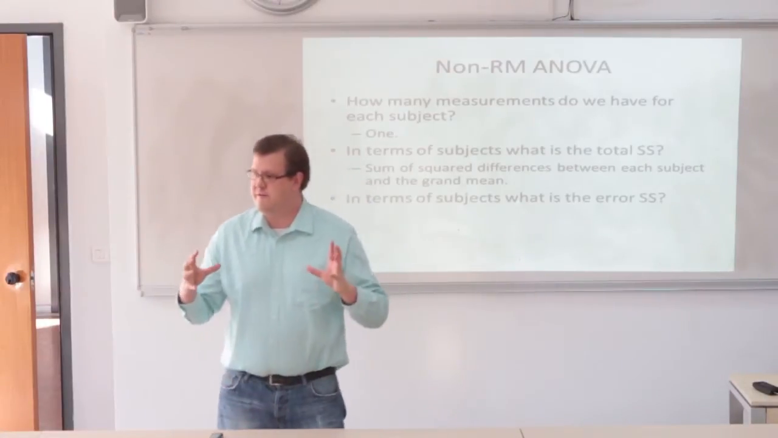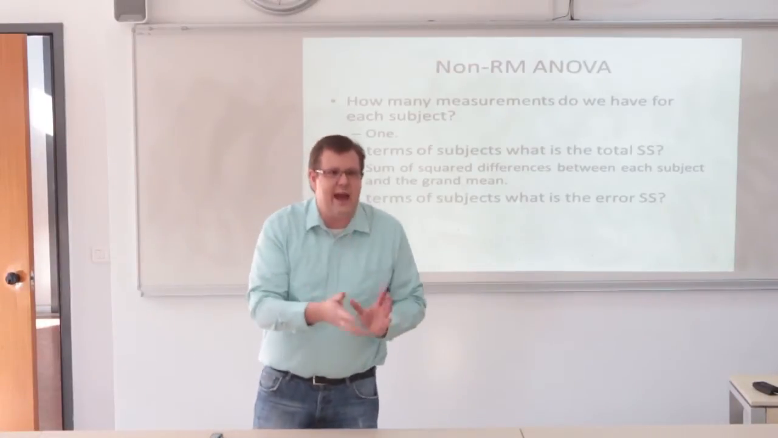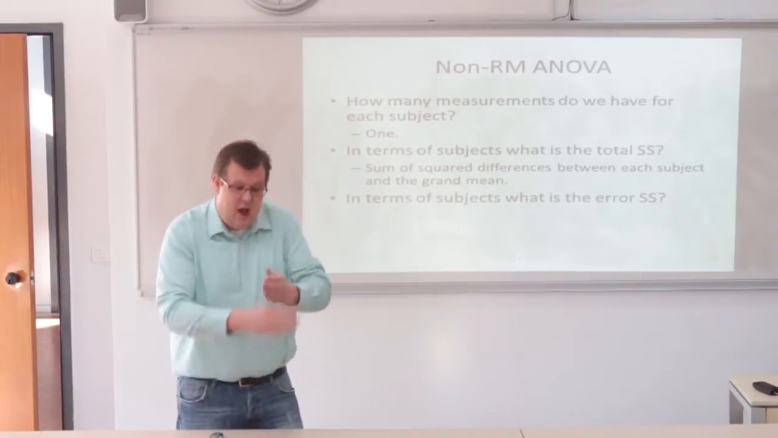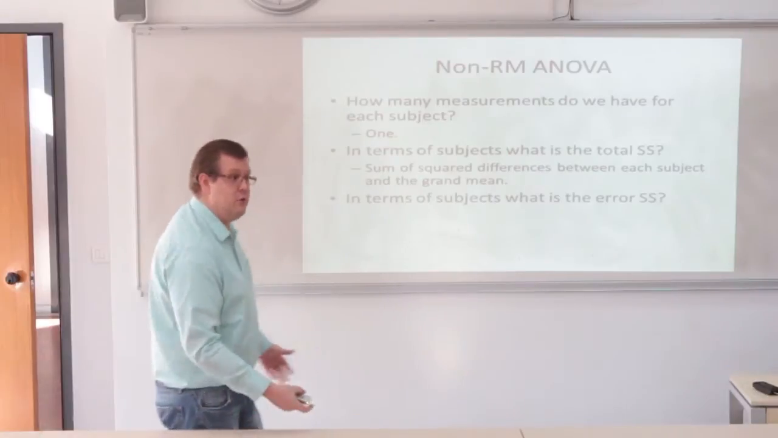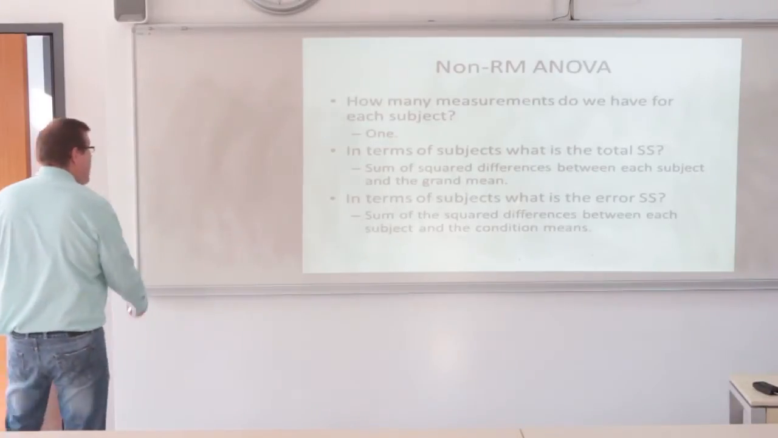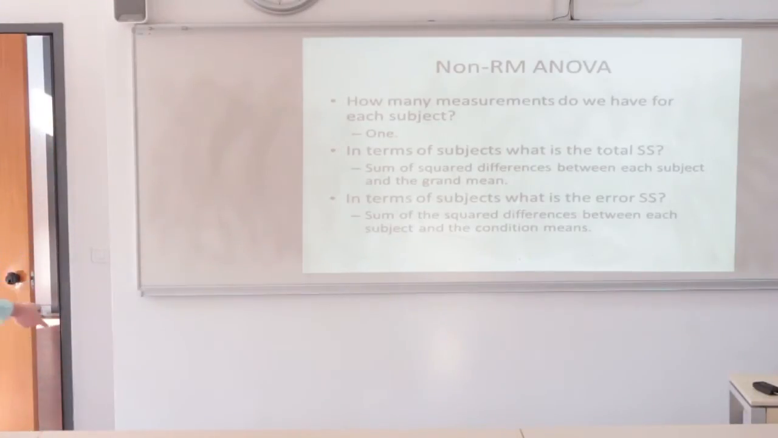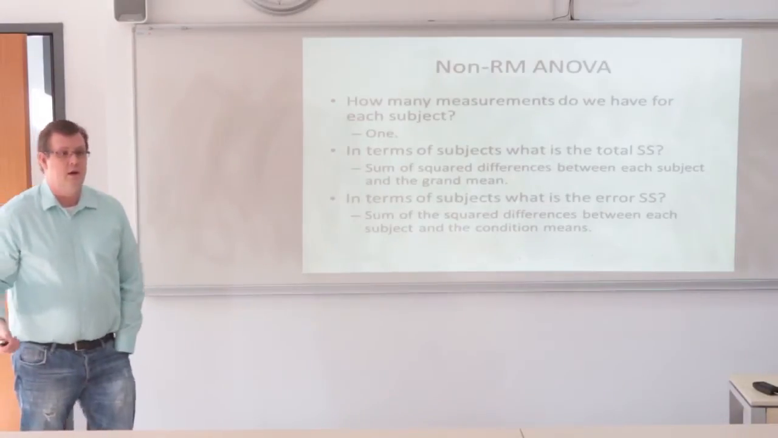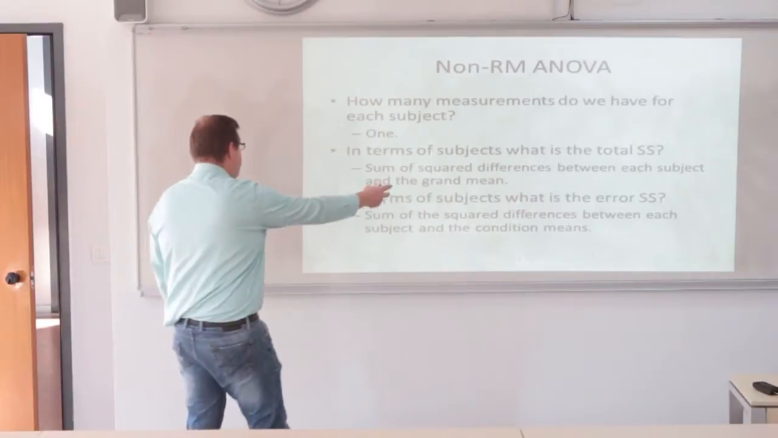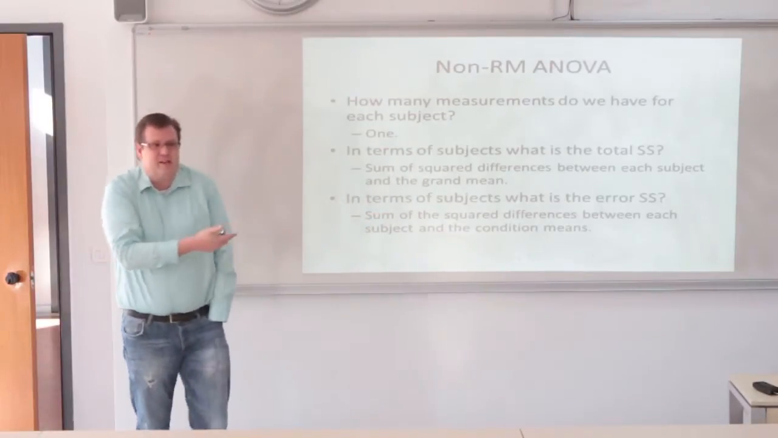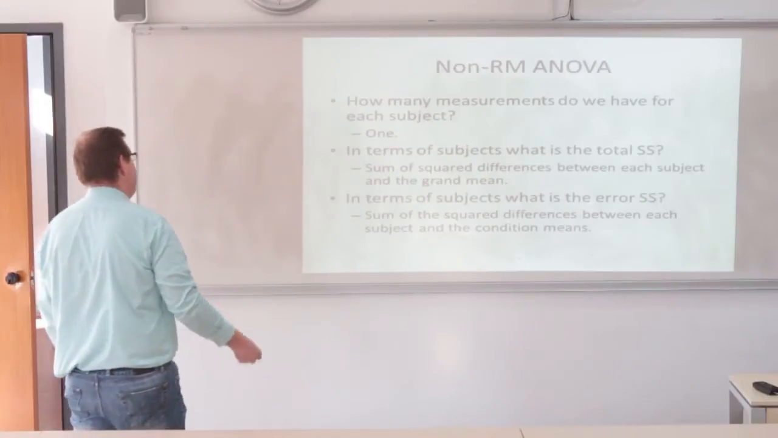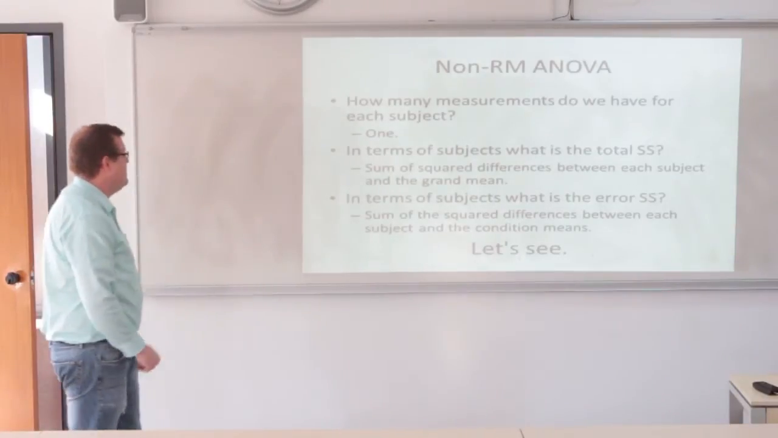The mean of that particular level of the factor, if you were just looking at the factor, or the combination of the levels of the factor, if you were looking at the interactions. So basically, it's the sum of the squared differences between each subject and the condition means, right? Before we said each observation, but each observation is just the subject. So we can redefine what we were thinking about in terms of subjects. And this can be useful.